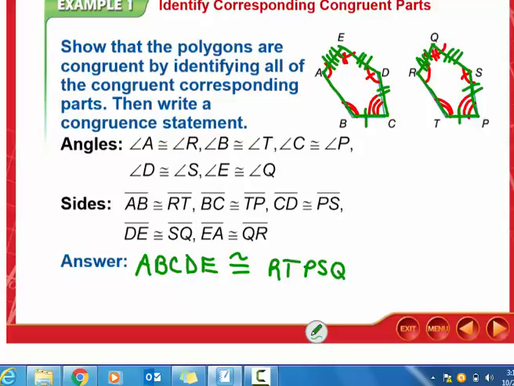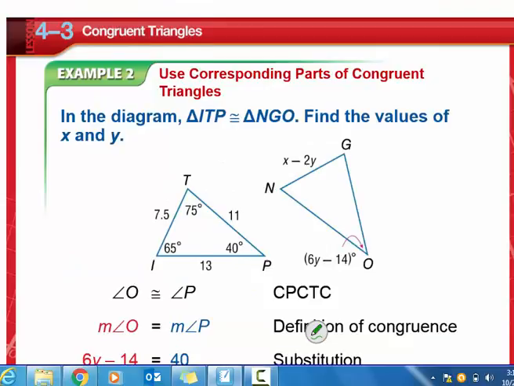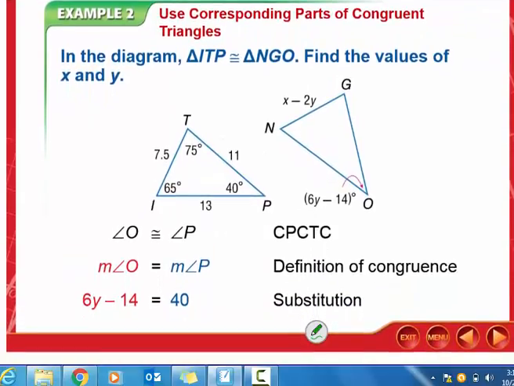All right. I'm going to use corresponding parts of congruent triangles. So in the diagram, triangle ITP is congruent to triangle NGO. So this angle is congruent to this angle. I need to find the values of x and y. So the first thing that I'm going to do is solve for y.